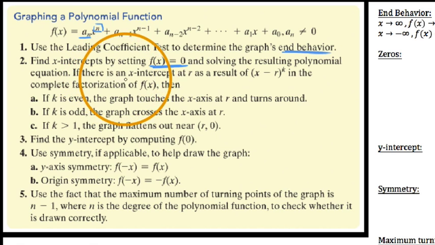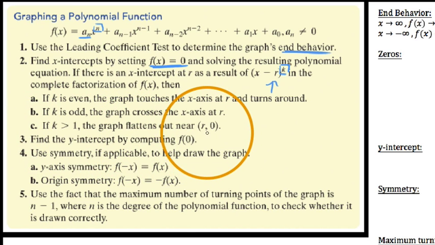But this also states that if there is an x-intercept at r, so we'd say x minus r was our factor here, and x minus r is being taken to the kth power. It's kind of hard to see here. In other words, we get the same answer k times. That is, it has a multiplicity of k, or it happens that many times. Then we say if we have even multiplicity, the graph is going to touch the x-axis but then turn around, not cross that point there. And if we have an odd multiplicity, it's going to cross at that value. So lastly here we say if k is greater than 1, then the graph flattens out near that point (r, 0). So we'll look at that when we graph things here.